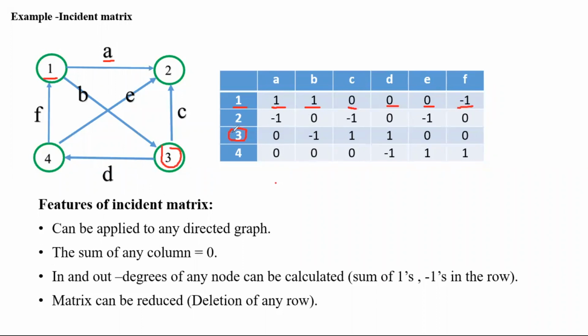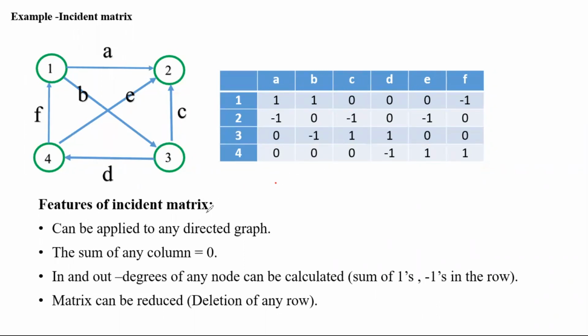Now, for example, node 3 here. It's not incident to edge A. It is a destination for edge B, -1, and it is a source. The node 3 is source for edges C and D. So we insert here 1, 1, and it's not incident to edges E and F.